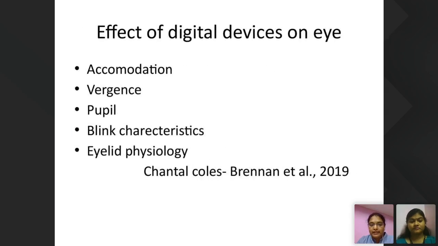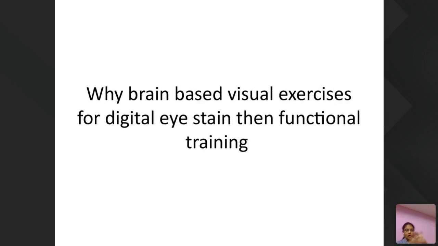So what are all the things that are affected by digital devices? Accommodation, which I said previously, vergence, the pupil gets contracted, that is, the space of the iris is reduced. So this change will be affected, and blink characteristics. We are forgetting to blink. And eyelid physiology, that is, the production of meibomian secretions and everything. Every physiology gets affected by this digital device.